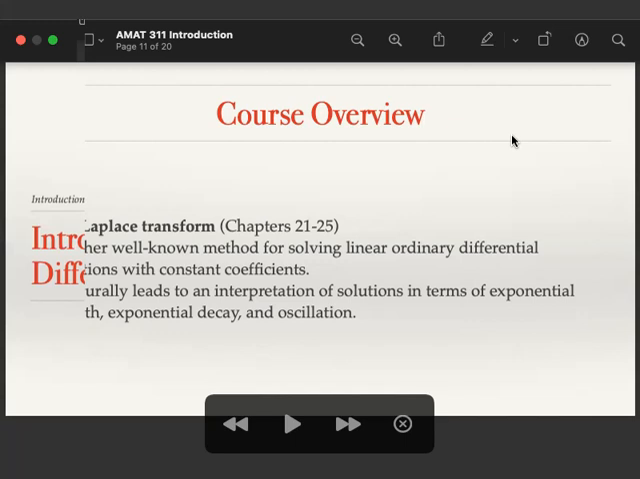And then, finally, we're going to look at the matrix exponential. So the matrix exponential is a method for solving systems of ordinary differential equations with constant coefficients.